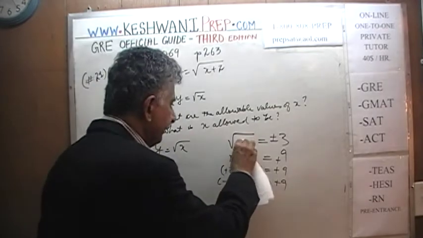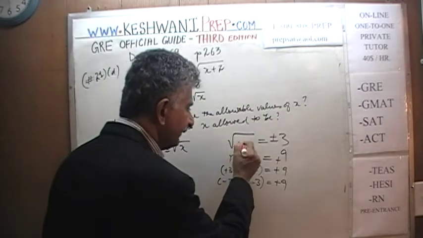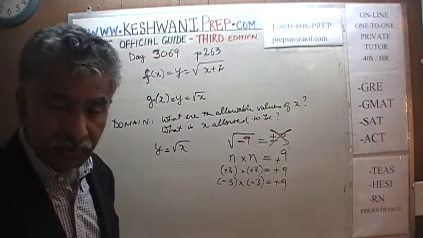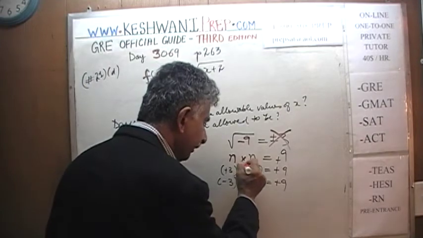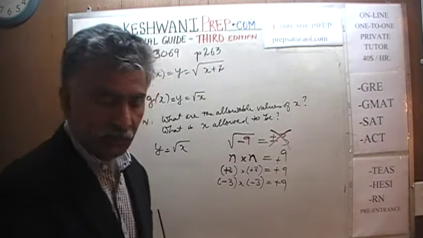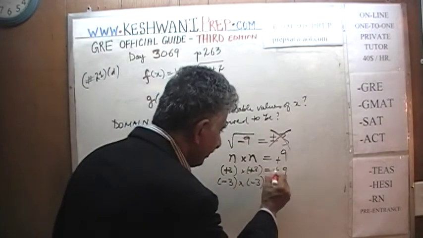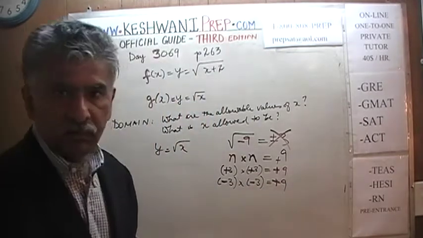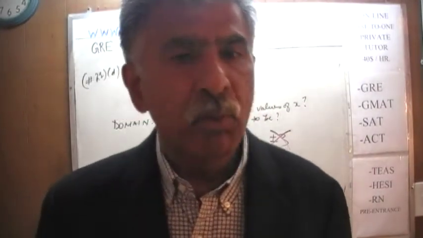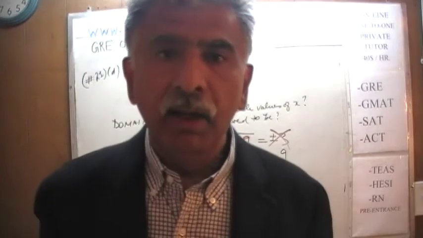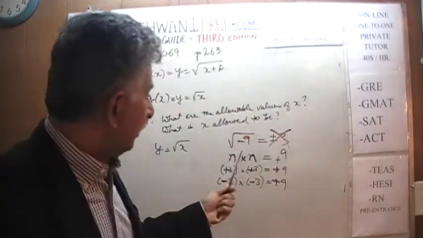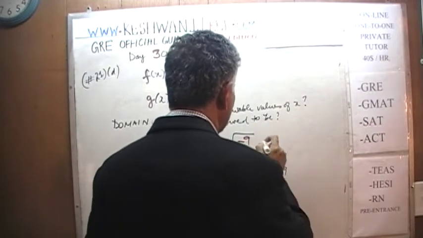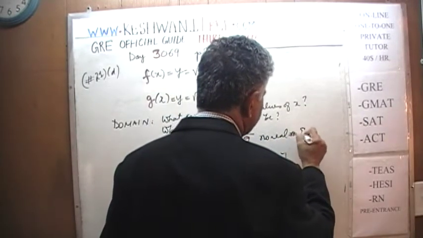But what happens instead of 9 if we have negative 9? That's not possible. Square root of negative 9 is not possible because any number by definition is either going to be positive or negative. If the number is positive, then a positive times positive will always be positive. And if the number happens to be negative, then negative times negative, because we're multiplying by itself, again is going to be positive. It is not possible to multiply any real number by itself and get a negative 9. Therefore, square root of negative 9 does not exist. No real number exists.